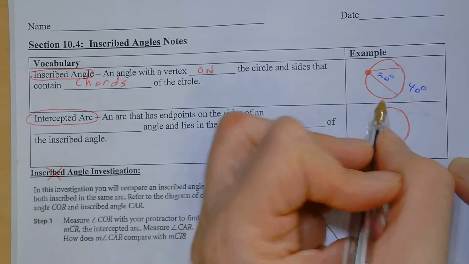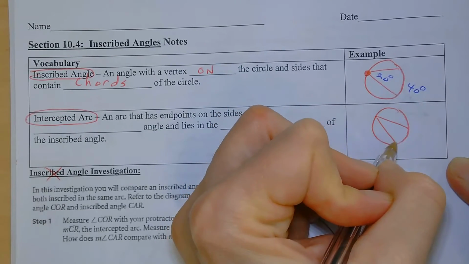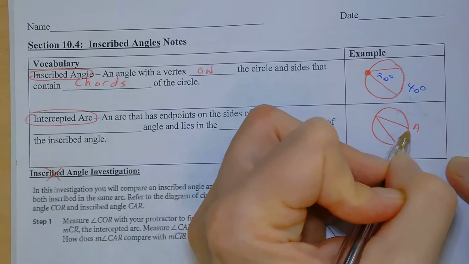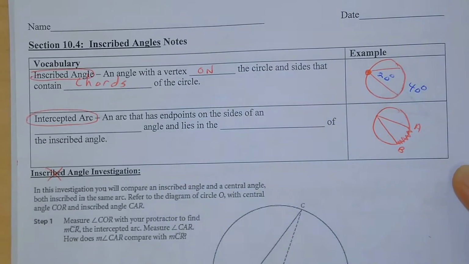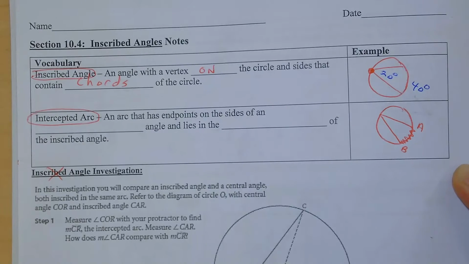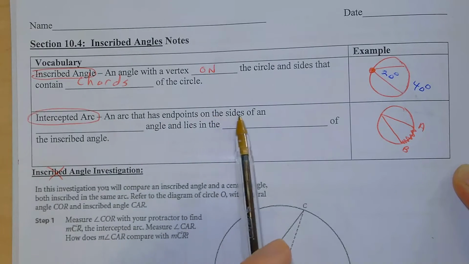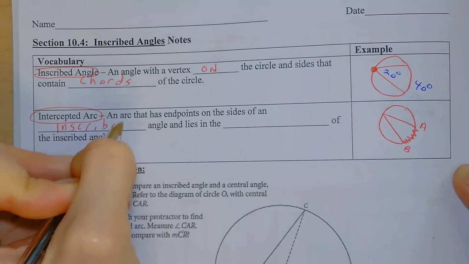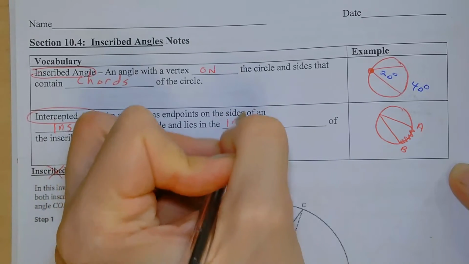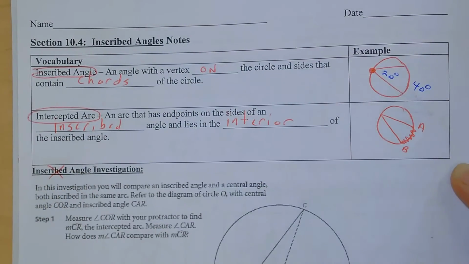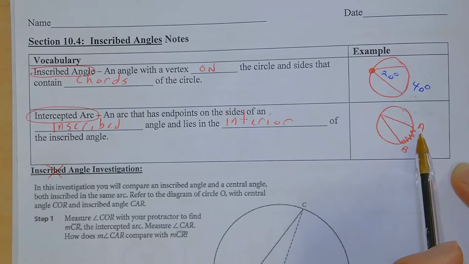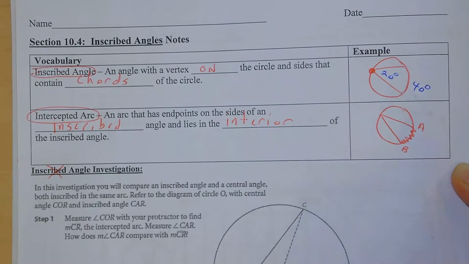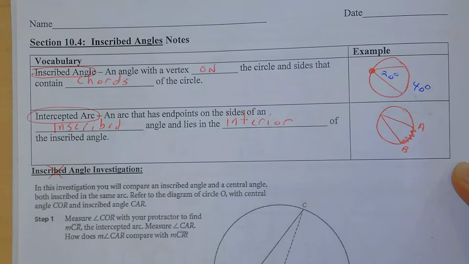Let's draw an inscribed angle, and then I'm going to label this arc AB. That arc AB is called an intercepted arc because it's on the inside of that inscribed angle. It's cut off from the rest of the circle. Over here it says an arc that has endpoints on the sides of the inscribed angle, and it also lies in the interior of that inscribed angle. So think of it like an interception in football. It's a cutoff arc from the rest of the circle, inside that inscribed angle.